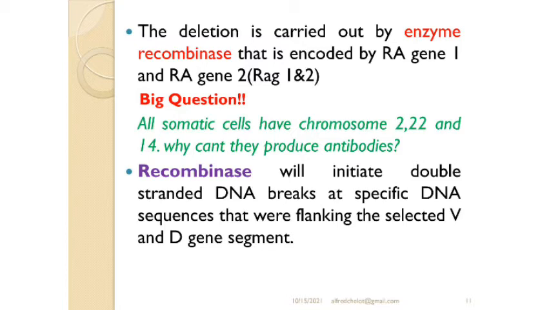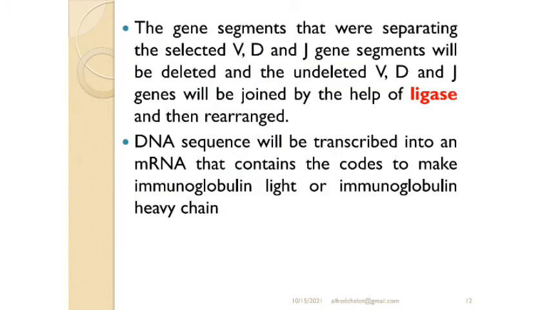Recombinase will initiate double-stranded DNA breaks at specific DNA sequences flanking the selected V, D, and J gene segments. Then the gene segments separating the selected V, D, and J gene segments will be deleted, and the undeleted V, D, and J gene segments will be joined with the help of ligase, then rearranged. The DNA sequence will then be transcribed into an mRNA that contains the codes to make immunoglobulin light or immunoglobulin heavy chains.